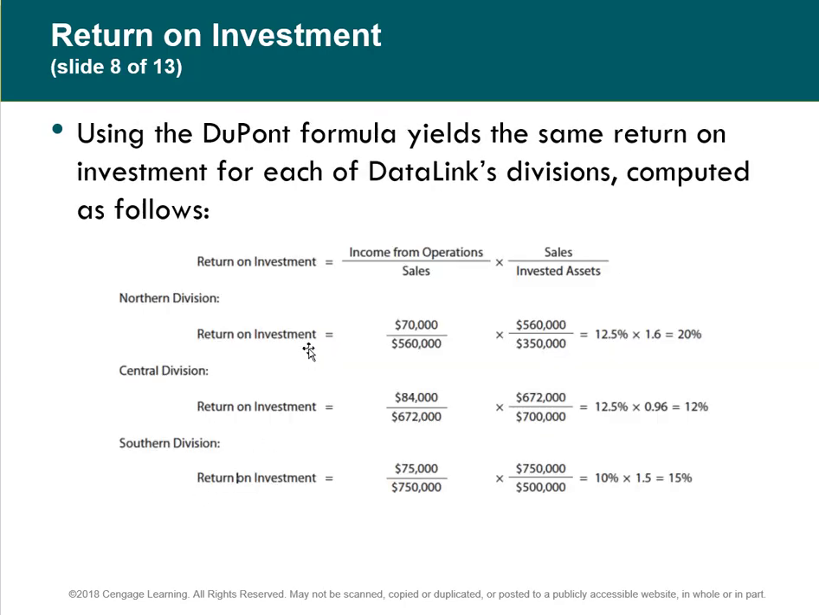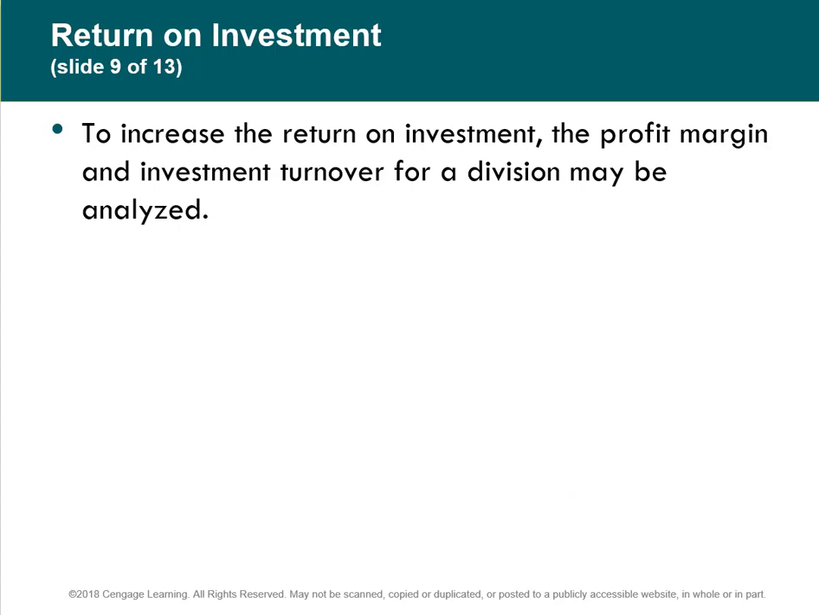Now here is the DuPont formula. It's going to give you the exact same results that we had at ROI: 20%, 12%, and 15%. But instead it takes it apart into these two pieces. Each one individually is worthwhile to look at and evaluate because it gives you a slightly different perspective on the company. So to increase the return on investment, you can increase the profit margin. Or you could look at the investment turnover, see where your weaknesses are, and see how it compares to the prior year.